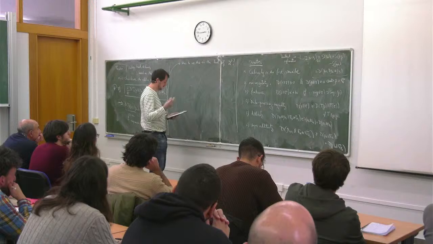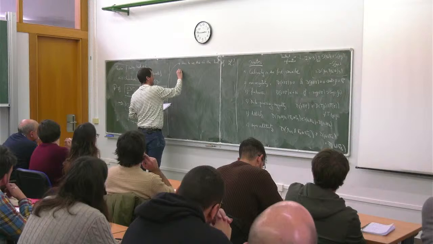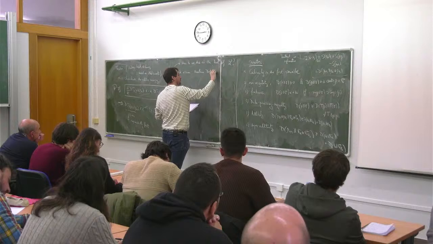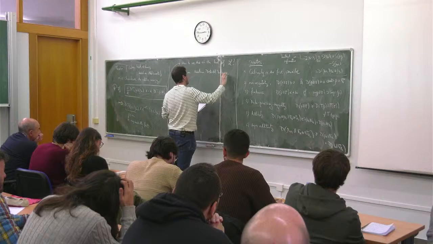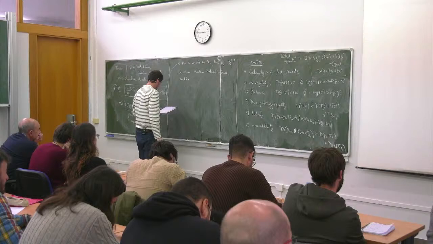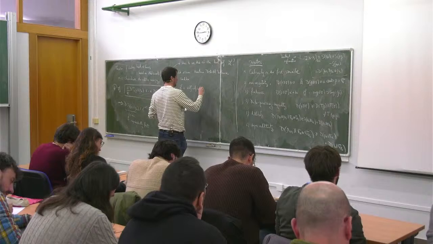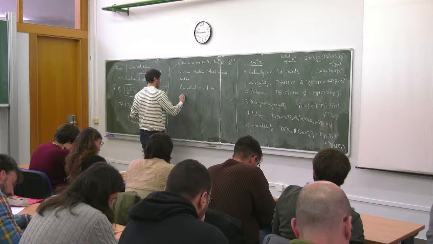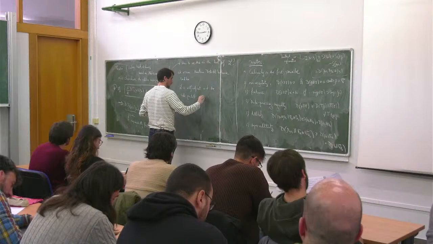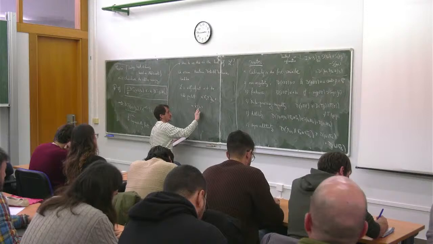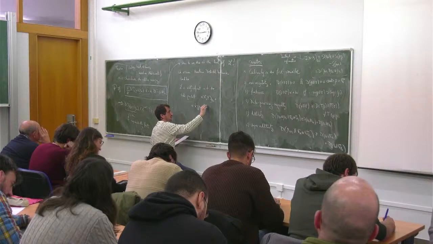So we assume what is called the quantum detailed balance condition, which is the following. L is self-adjoint with respect to the following scalar product: the scalar product of X and Y, in rho infinity, equals the trace of rho infinity, X dagger Y.